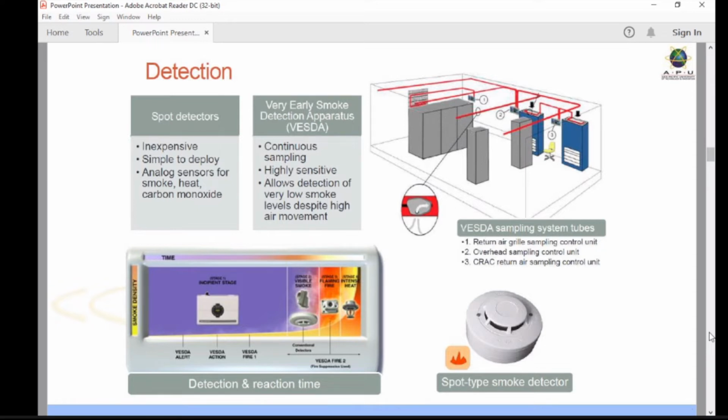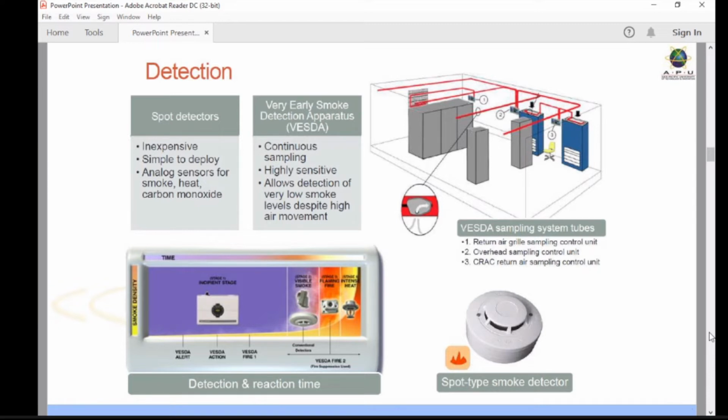So it's not wise to burn fires while sleeping, okay, which can create carbon monoxide. And very early smoke detection apparatus, VESDA, okay, you can see like a small box. They do continuous sampling, highly sensitive, which allows detection of very low smoke levels despite higher movement. Even in the case of higher movement, if there is a little smoke, it detects it before the fire even starts.